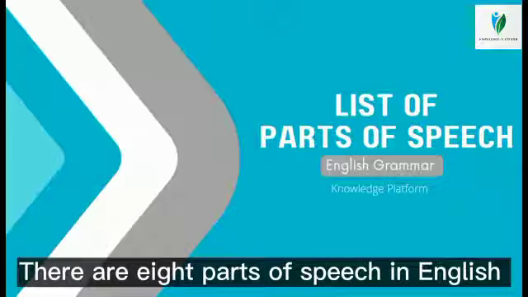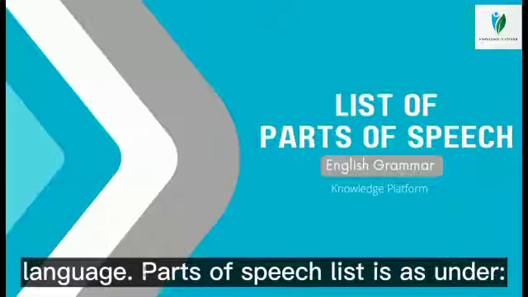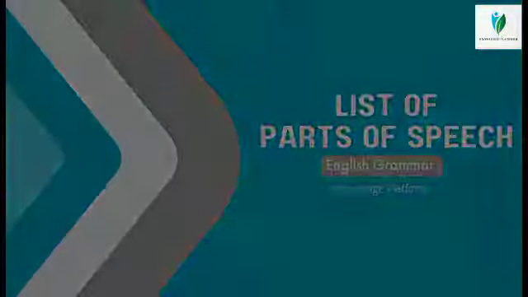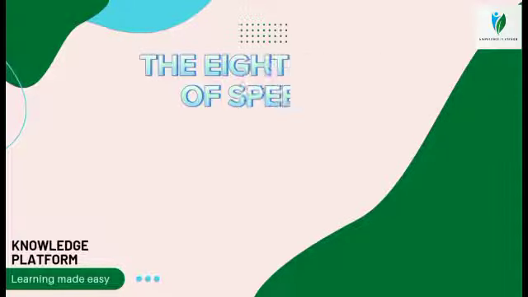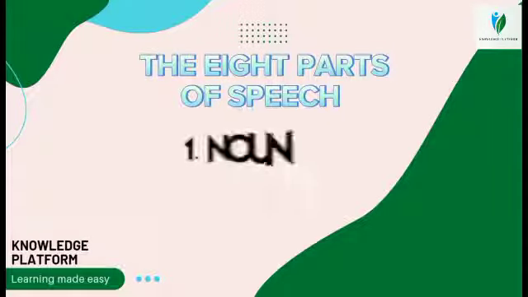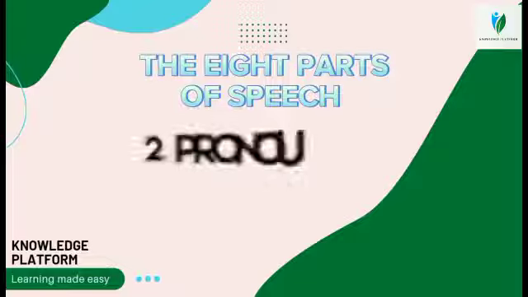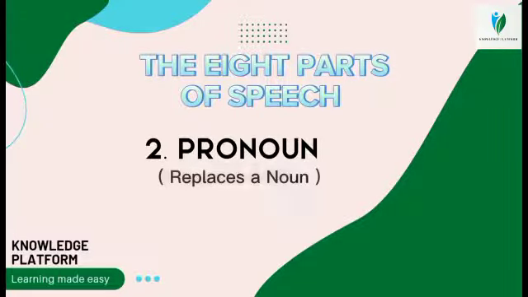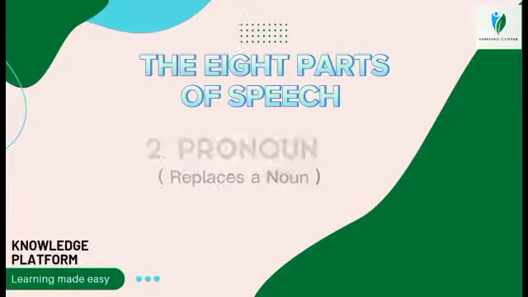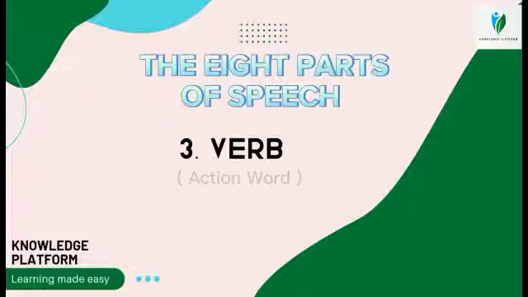There are 8 parts of speech in the English language. The parts of speech list is as under. The 8 parts of speech. 1. Noun, naming word. 2. Pronoun, replaces a noun. 3. Verb, action word.